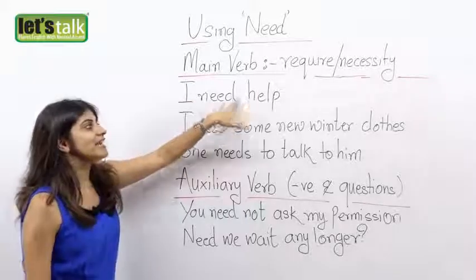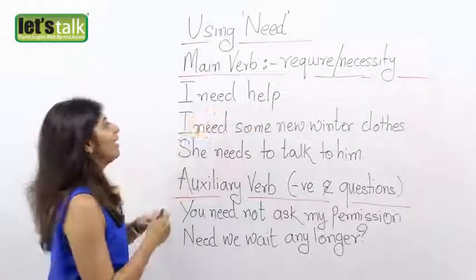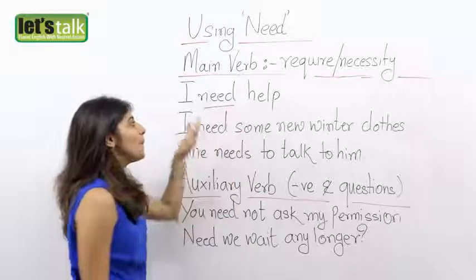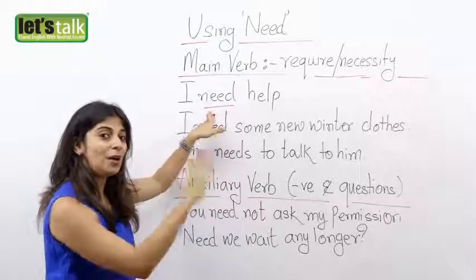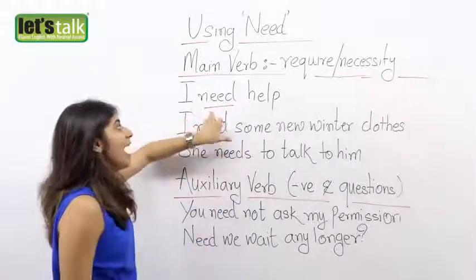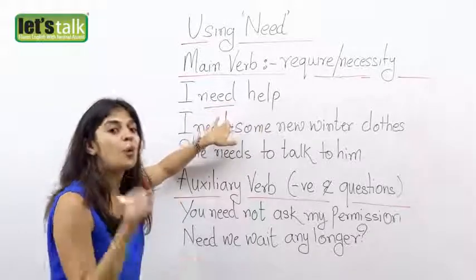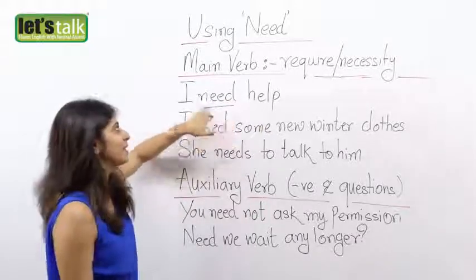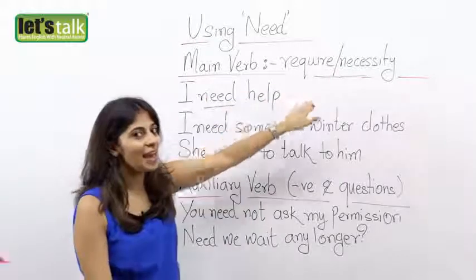Now, I need help. Here, need is your main verb. It is the only verb in this sentence. So need, the help is required. It is necessary. So that explains I need help.